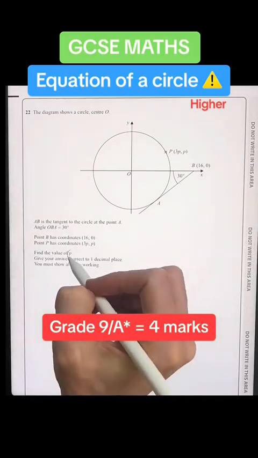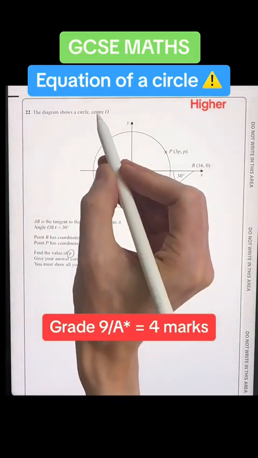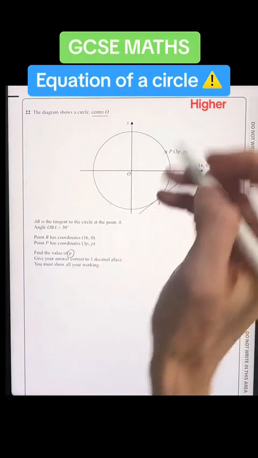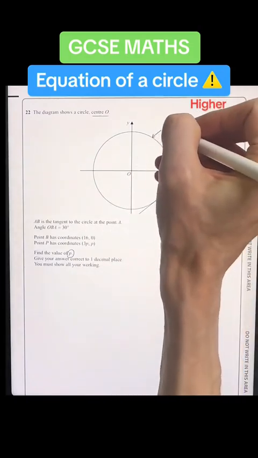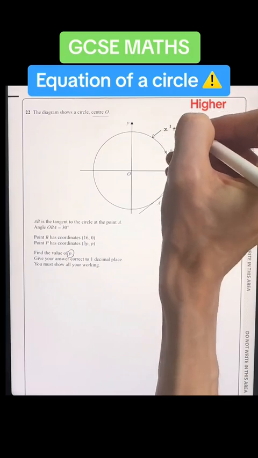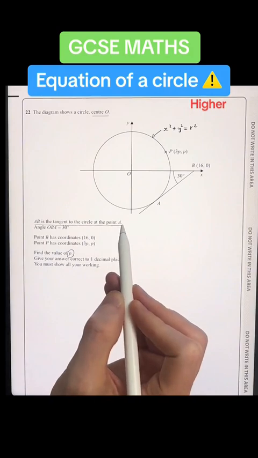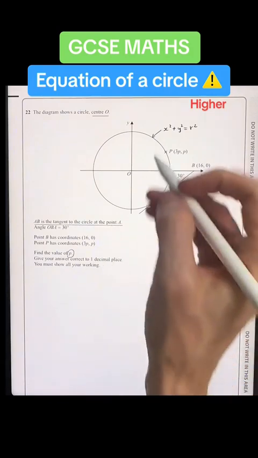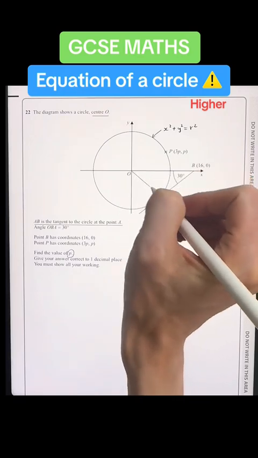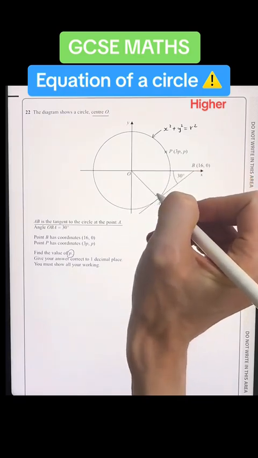Here we were asked to find the value of P. As the diagram shows a circle with centre O, we should know the equation of a circle is x squared plus y squared equals r squared. We're told AB is a tangent to the circle at point A. As it's a tangent to the circle, we know that a radius meets a tangent at 90 degrees.